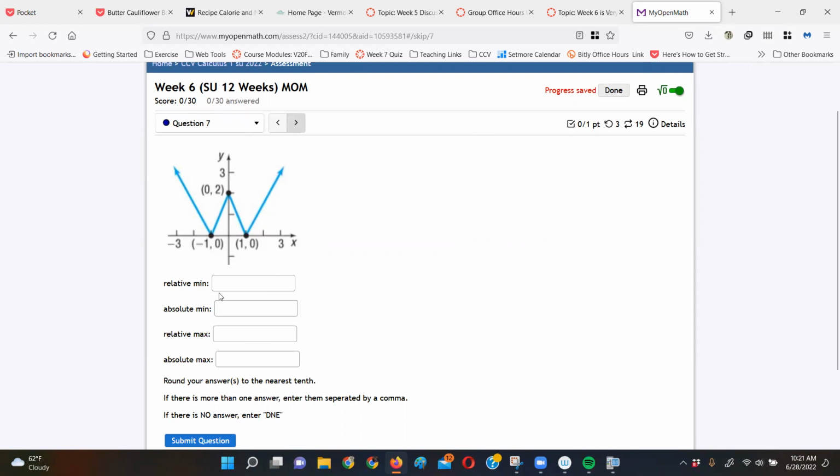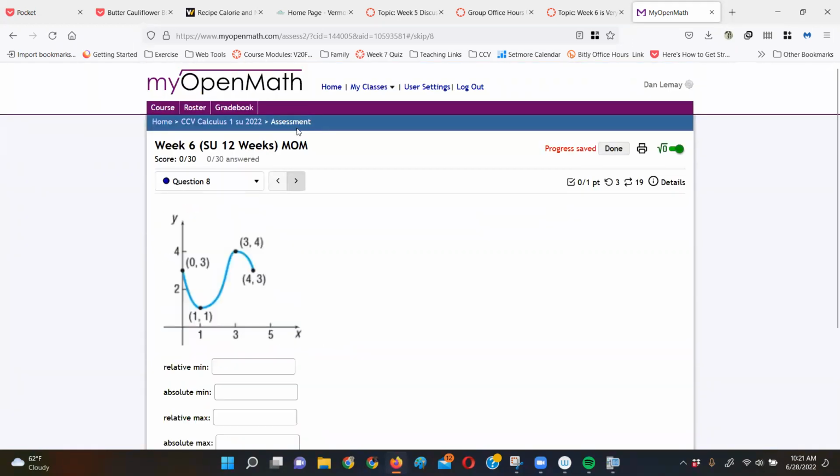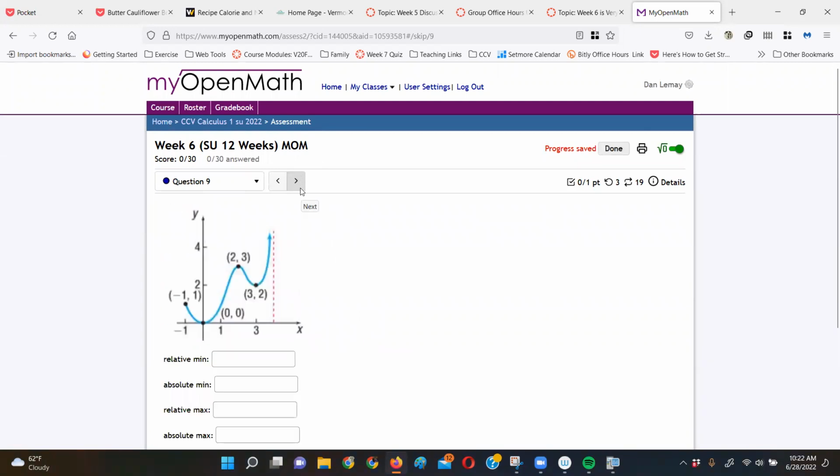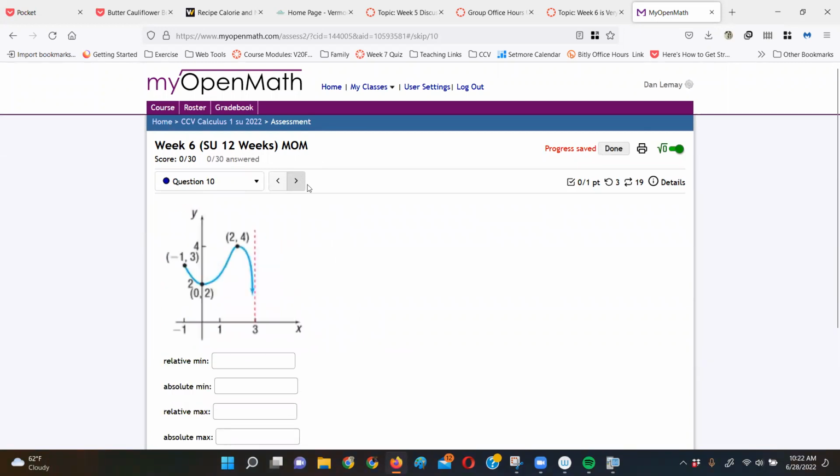And it's possible for a relative min and an absolute min to be exactly the same. And notice this isn't a closed interval, so it may not be an absolute max or an absolute min, depending on your version. Okay, so same deal, same kind of thing. Same deal here. Same deal here.